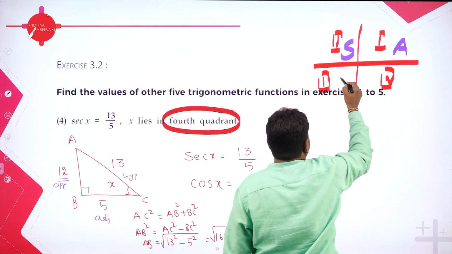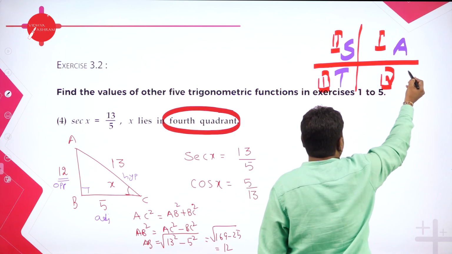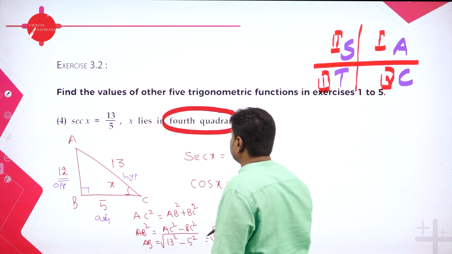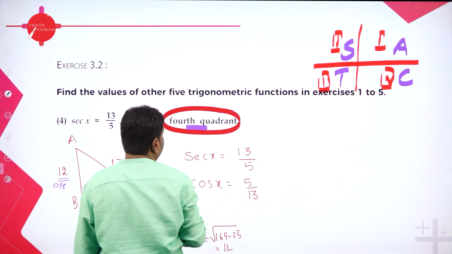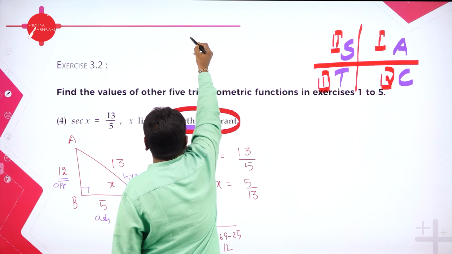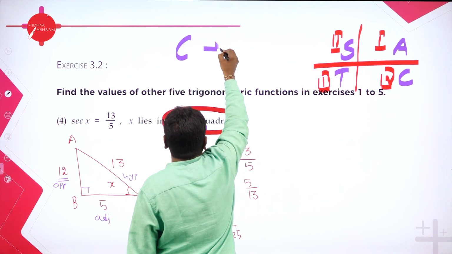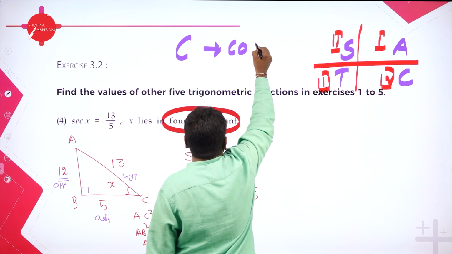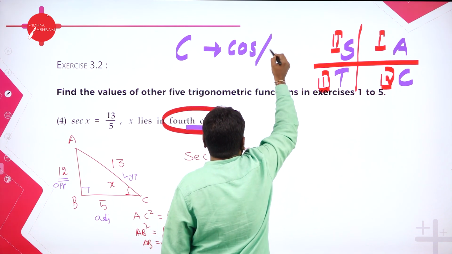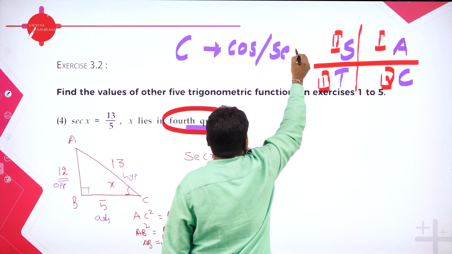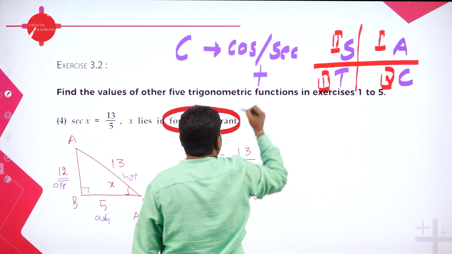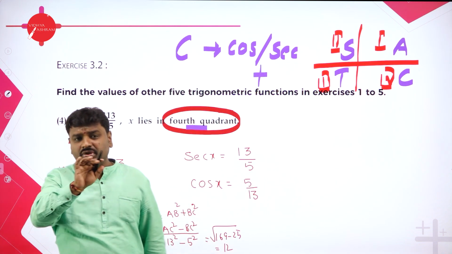Here sine and its reciprocal. In third, tan and its reciprocal. Fourth, cos and its reciprocal. But in which quadrant is it? Fourth quadrant. In the fourth quadrant only C. C means cos and its reciprocal. Cos or secant are positive in this problem. Remaining all are negative. First become thorough with the ASTC rule.